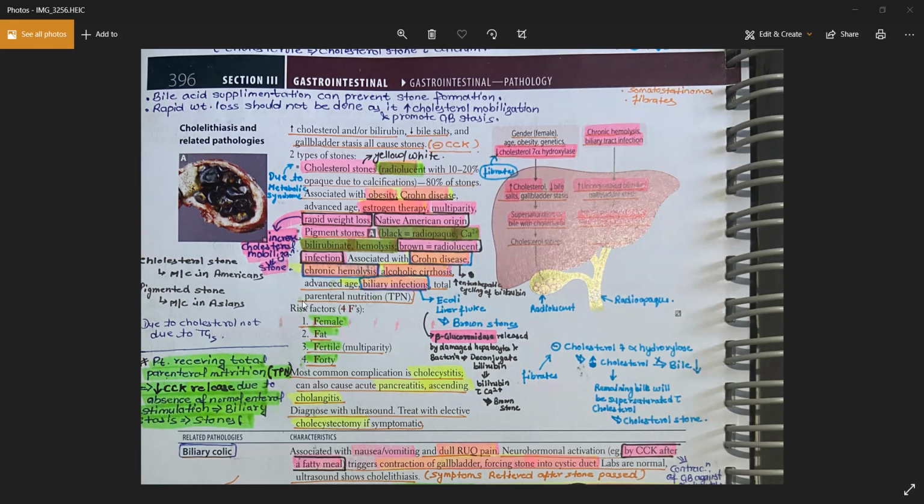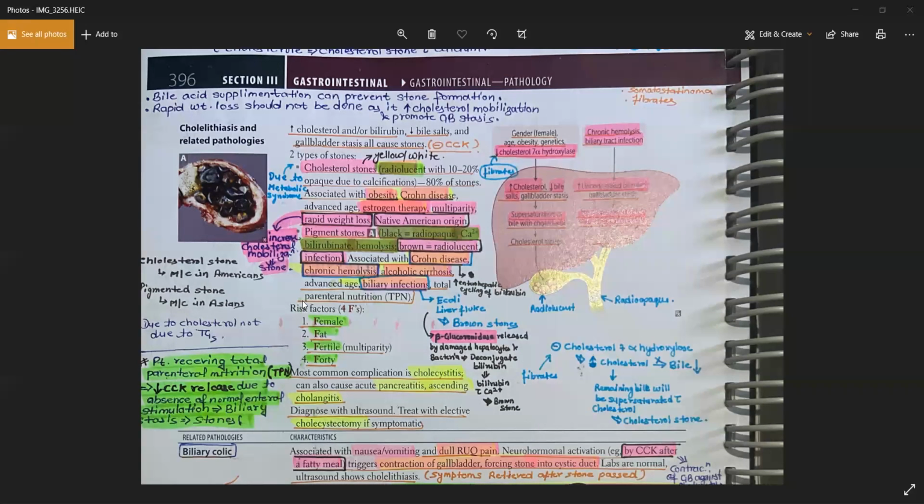Any doubt about the causes of these stones? I have a doubt. Yes. I'm not getting why we have different colors of pigmented stones. Is it because of unconjugated bilirubin, as in chronic hemolysis, we get brownish discoloration, while we get black discoloration in case of infections? Yes, exactly.